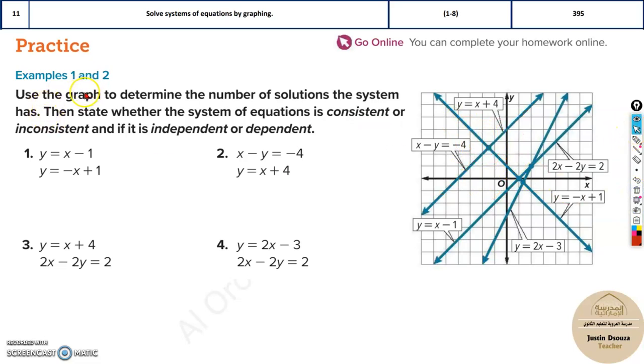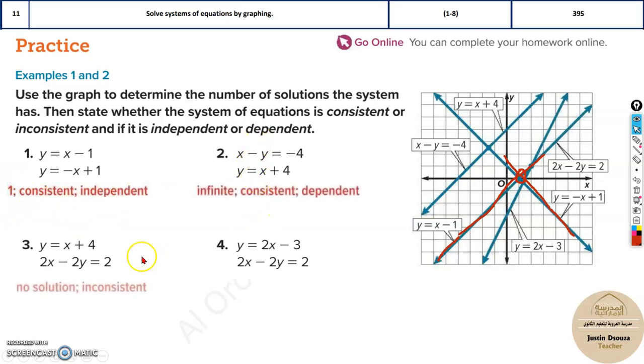So now here they have told us to use the graph to determine the number of solutions the system has, then state what type of system it is. So now y equals x minus 1. Let's see, where is that? y equals x minus 1 is over here. That means it's this line. And y is equal to minus x plus 1 is this one. Let's see what happens. Now you might have guessed it already. It is only one solution. It is consistent and independent. So that would be the answer, consistent and independent. The number of solutions is 1.